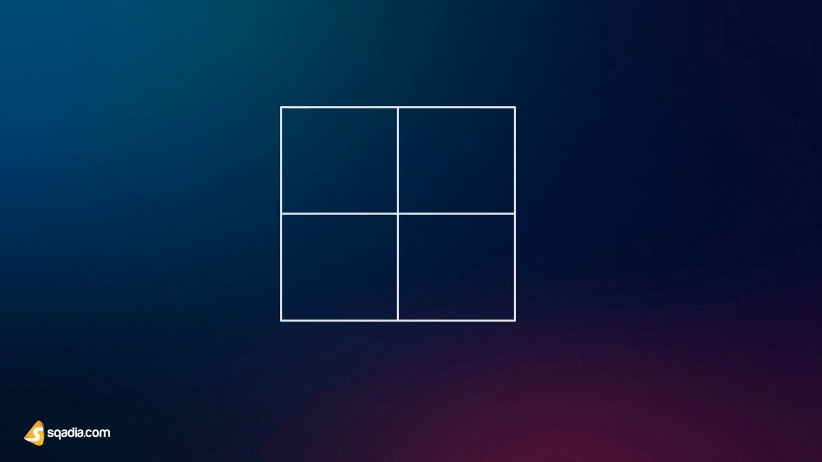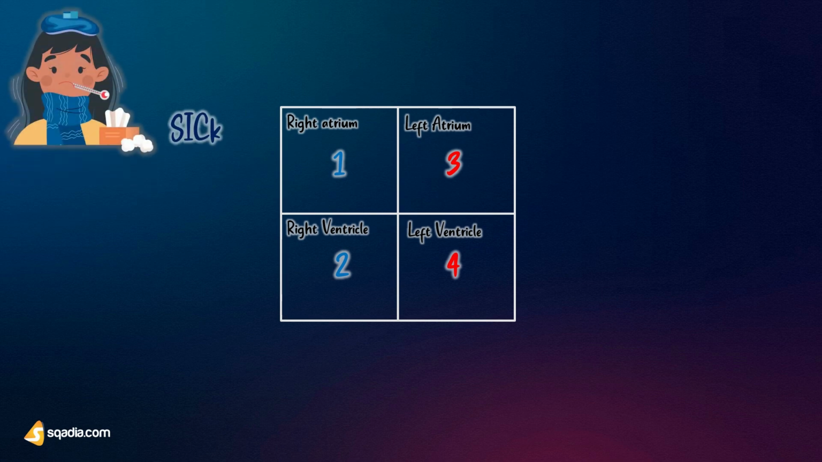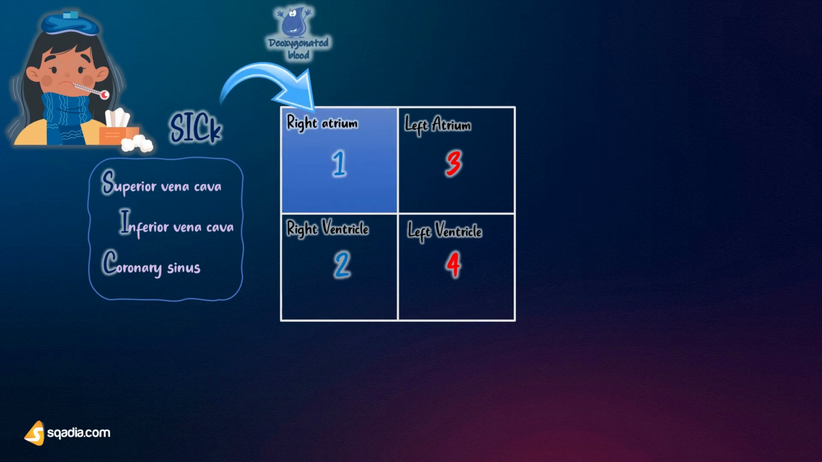Take these 4 boxes as 4 chambers of the heart, upper 2 as atria, and lower 2 as ventricles. I am numbering them 1, 2, 3 and 4 according to the flow of blood. 3 veins can be remembered by the word SIC: S for superior vena cava, I for inferior vena cava, and C for coronary sinus. These 3 veins bring deoxygenated blood to the right atrium.